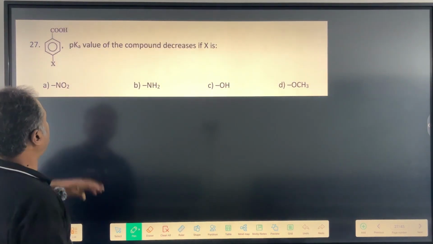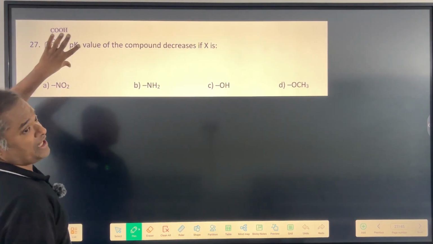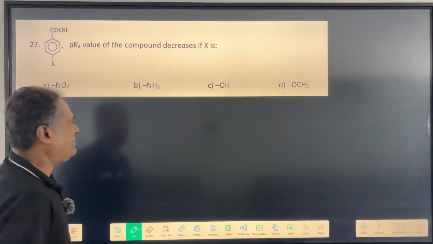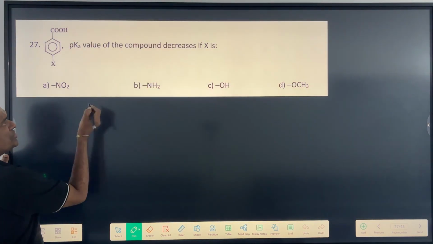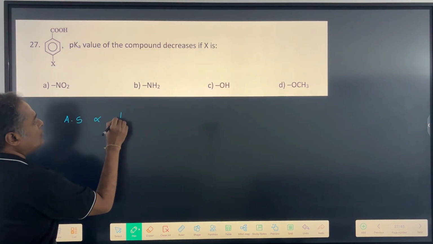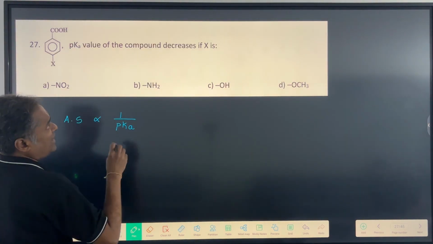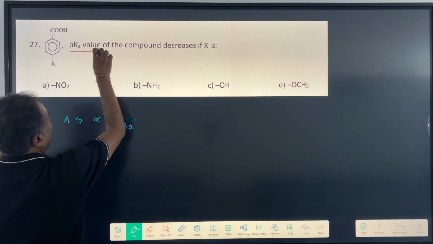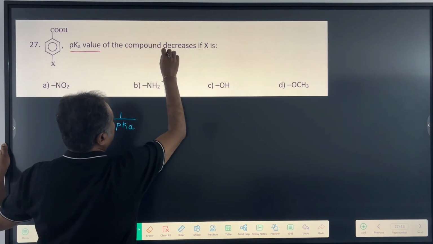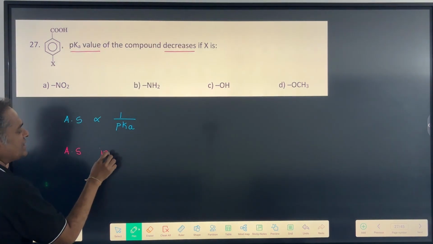Now over here they have given a carboxylic acid, that is benzoic acid, and it is attached with one group called X, and what they are asking is, the pKa value of the compound decreases if X is. Now basically what is pKa? Now see, this question is related to acidic strength. So we have already discussed one thing, that acidic strength is inversely proportional to pKa. That means if they are asking for a decreasing value, or you can see in which case your pKa value decreases, that means in terms of acidic strength it should increase.